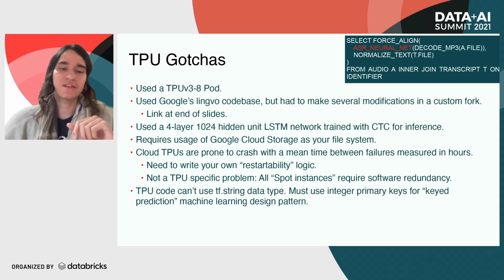Finally, TPU code can't use the string data type. Surprise, this actually makes a lot of sense because it needs to know static size information. That means you must use integer primary keys if you want to do keyed prediction.